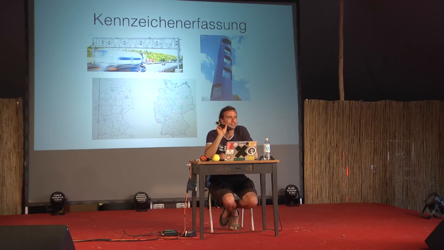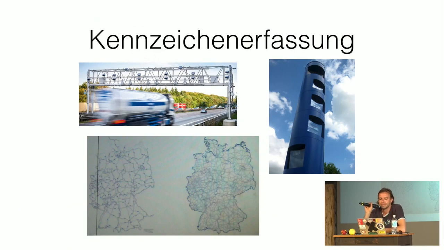If any of you is driving a car, then maybe on highways you've seen these toll bridges. That has now been extended to almost all state roads. Here, the map on the left is the toll roads before the extension, and the right side is today. So on average, every 50 kilometers, you have one of these surveillance cameras that scans your license plate and sends it to a central authority.